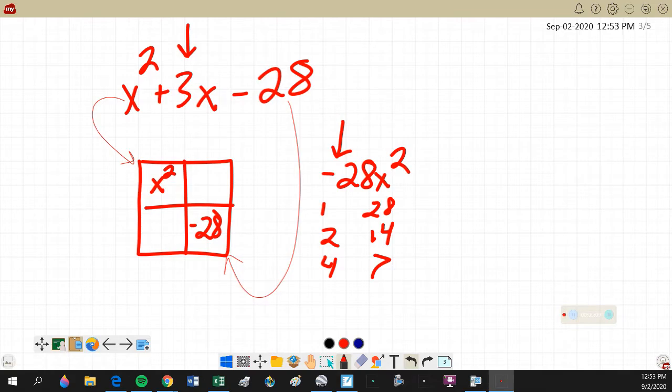It's 4 and 7, but it's actually negative 4 and 7. How do I know that one of them needs to be negative? The 28 is negative. The only way to multiply two numbers together and result with a negative is if one of the original two is negative and the other is a positive. Okay? What if that 28 was positive? Then they would either both be positive or both negative. Okay?